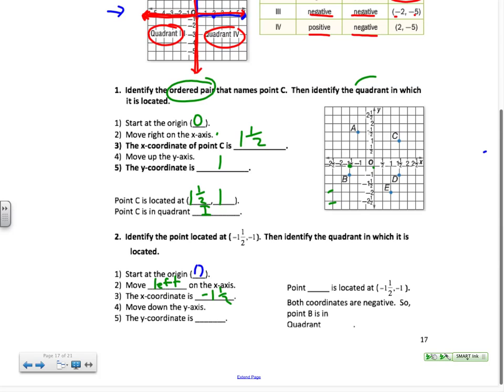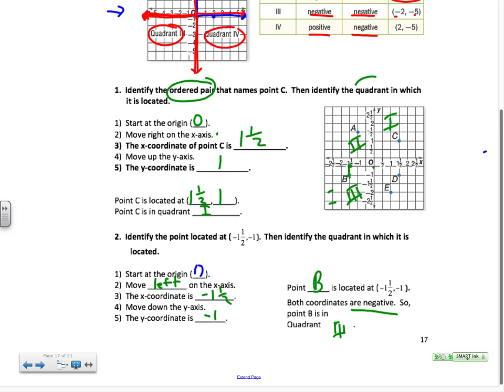The next one, move down the y-axis again because it is negative, and the y-coordinate is negative 1 right here. Okay, the y-coordinate is negative 1. So point B is located at negative 1.5, negative 1. Both coordinates are negative, so point B is in quadrant 3.